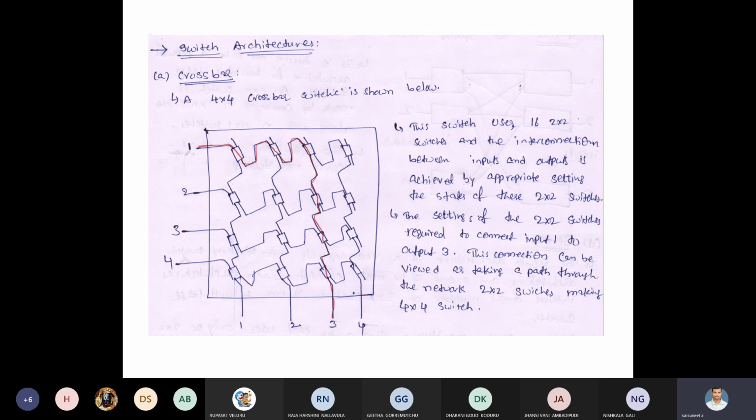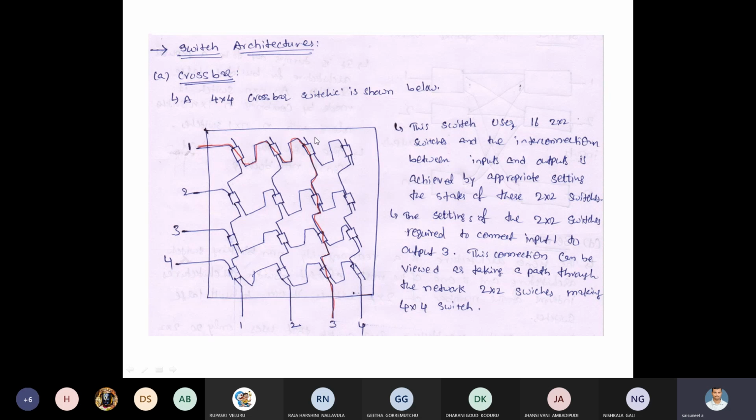Here, in these different types of switch architectures, the first architecture is crossbar switching. Crossbar switching is a cross connect between two customers. Here we are taking 4 cross 4 crossbar switching, that is, the number of customers on the input side is 4 and the number of customers on the output side is 4.